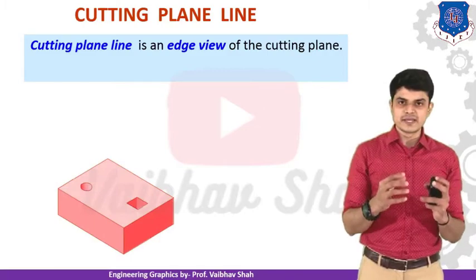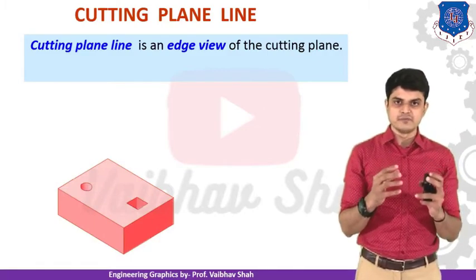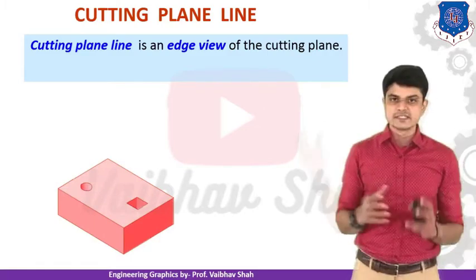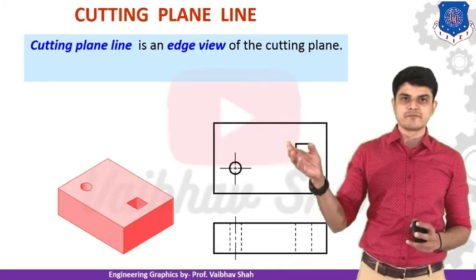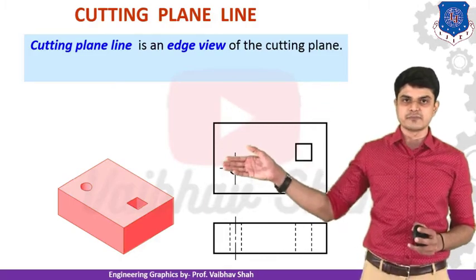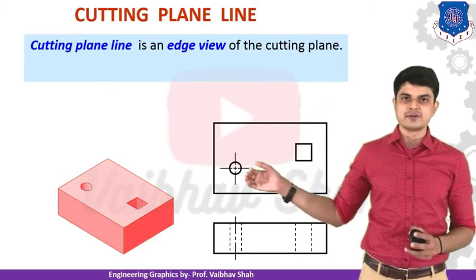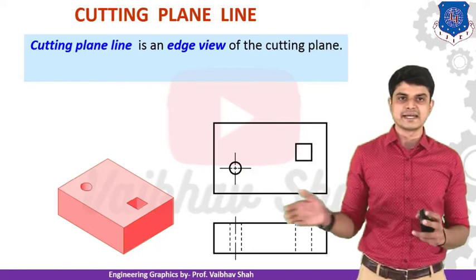So when you try to take the top view of the cutting plane, it will be your cutting plane line. So this is our object, and these are some views of the object. So this is nothing but the top view of the object. When we observe this object from the top, it is seen like this, and when we observe this object from the left hand side, it is seen like this.